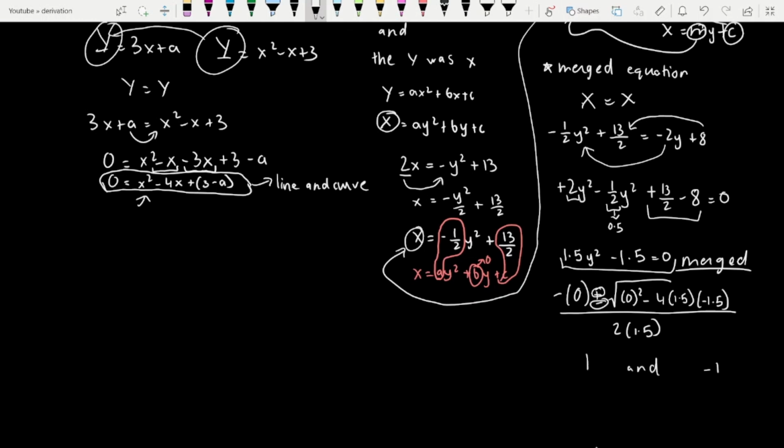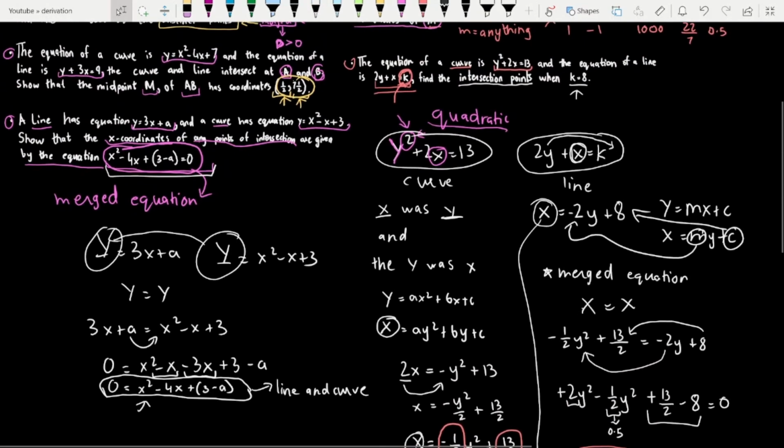1 and minus 1. Now remember, in our previous examples, we said, okay, these are the x coordinates, 1 and minus 1, but this time they're not the x coordinates. Why? Because when we were solving this merged equation, we were solving it for y. We weren't solving it for x. So the two y coordinates are going to be y is equal to 1 and y is equal to minus 1. But this isn't done yet. We just have the y coordinates. We also need the x coordinates of the intersection points.